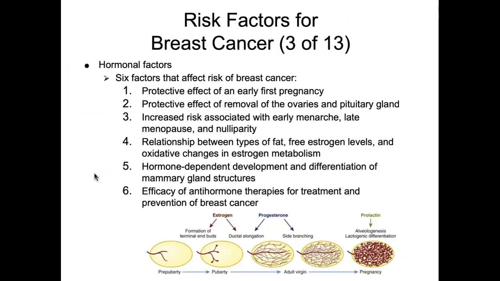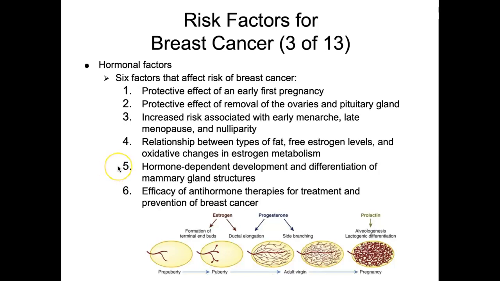We have 6 factors that affect the risk of breast cancer. There's a protective effect if we have an early first pregnancy, meaning the pregnancy takes place within someone's 20s. Then we have a protective effect if we have removal of the ovaries and the pituitary gland. And there's an increased risk when we have an early menarche, a late menopausal state, and nulliparity. We also see that there's a relationship between types of fat, free estrogen levels, and oxidative changes in estrogen metabolism.